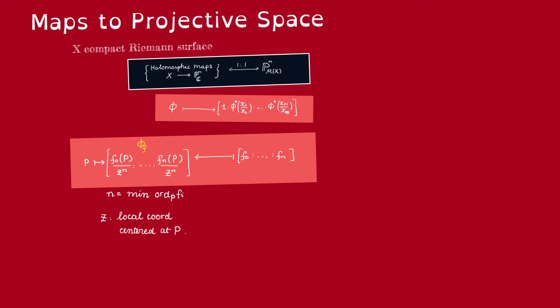And it's easy to check that two different tuples give the same map if and only if they differ by a meromorphic function on X.